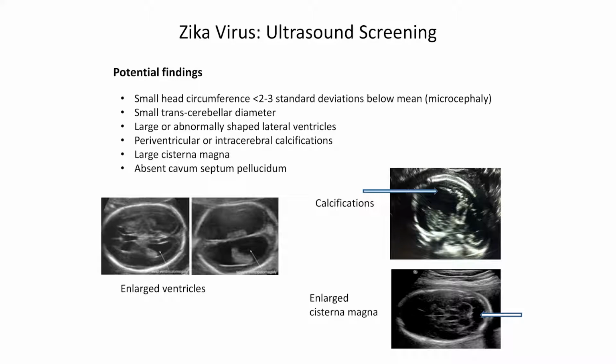Calcifications in the brain. This is a sagittal view. The ventricles here, and then the calcifications are here, very bright spots in the brain. The cisterna magna can be enlarged. So those should alert you to the possibility of Zika virus.